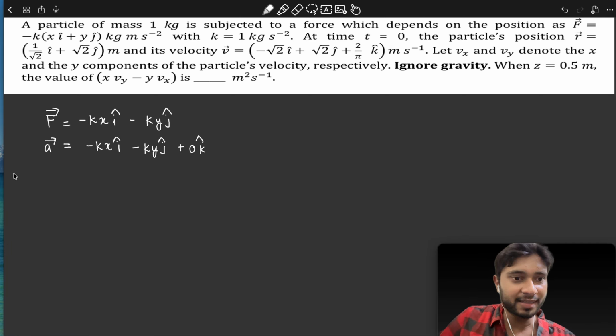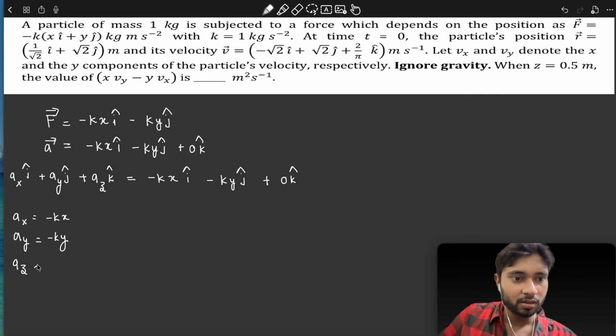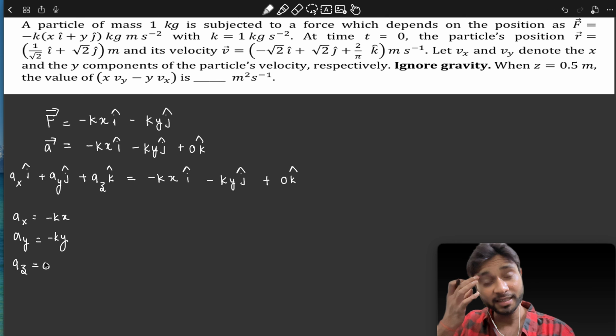So let's write it. I can write acceleration as ax i cap plus ay j cap plus az k cap, which is equal to minus kx i cap minus ky j cap plus 0 k cap. So we can simply say ax is equal to minus kx, ay is equal to minus ky, and az is 0. So let's pick the easy one: acceleration in the z direction is 0.